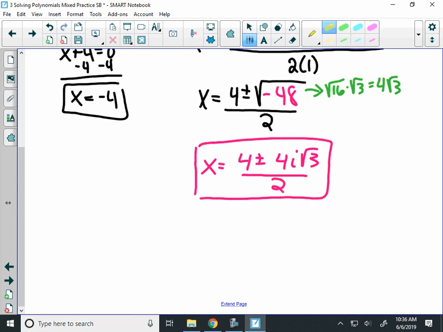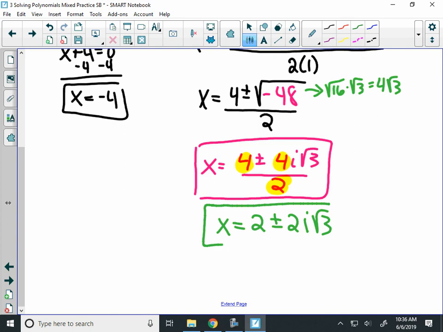But notice that 4, 4, and 2 are all divisible by 2. So I can divide those by 2 and get 2 plus or minus 2i radical 3 over 1, but I don't have to write the over 1 if I don't want to. Those are equivalent statements, so you can write either one.